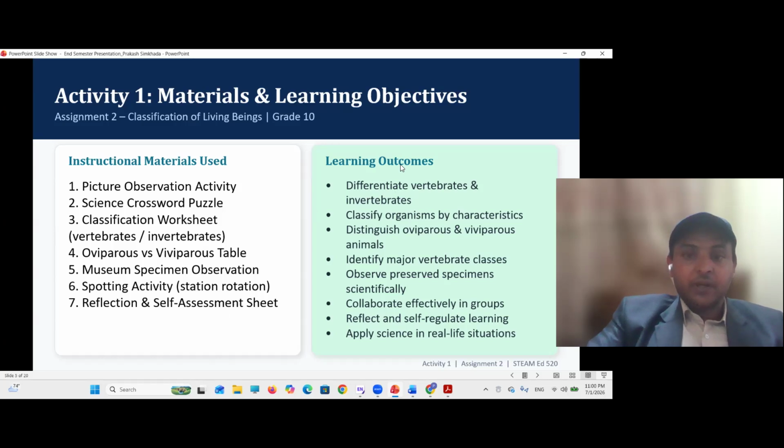These are the different learning outcomes which I have mentioned in this activity on the chapter classification of living beings. First one is students will be able to differentiate vertebrates and invertebrates. They will be able to classify organisms by characteristics. They can distinguish oviparous and viviparous animals. They can identify major vertebrate classes. They can also observe the preserved specimens scientifically and note down the characteristics. And they can also develop collaboration skills by working effectively in a group.